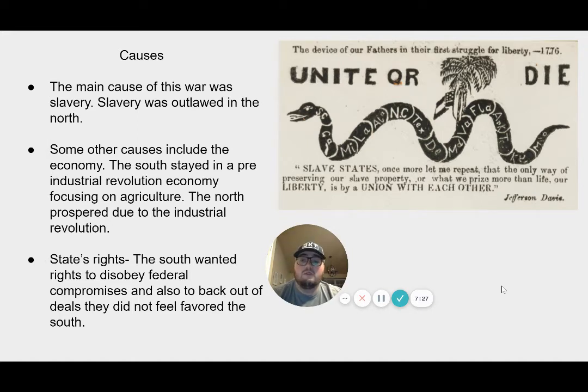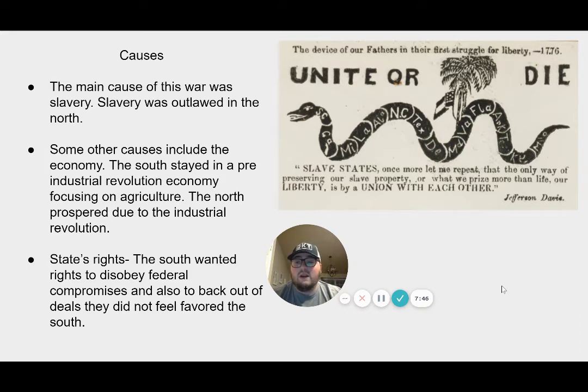Okay, the North prospered due to the Industrial Revolution. A lot of big factories, textile plants, all that stuff that's going on in the northern parts of the U.S. are not happening in the South, causing a depression-like state, lots of poverty, lots of unemployment in the South.